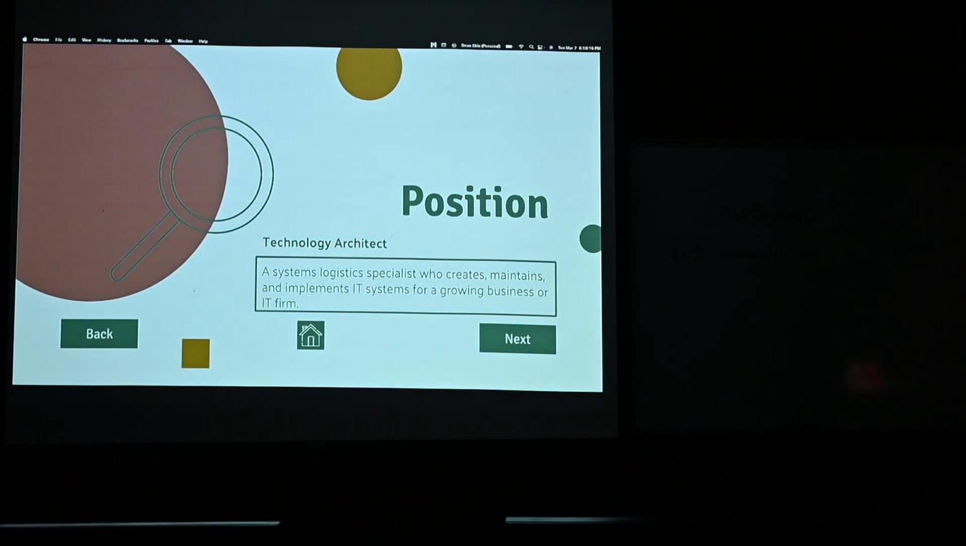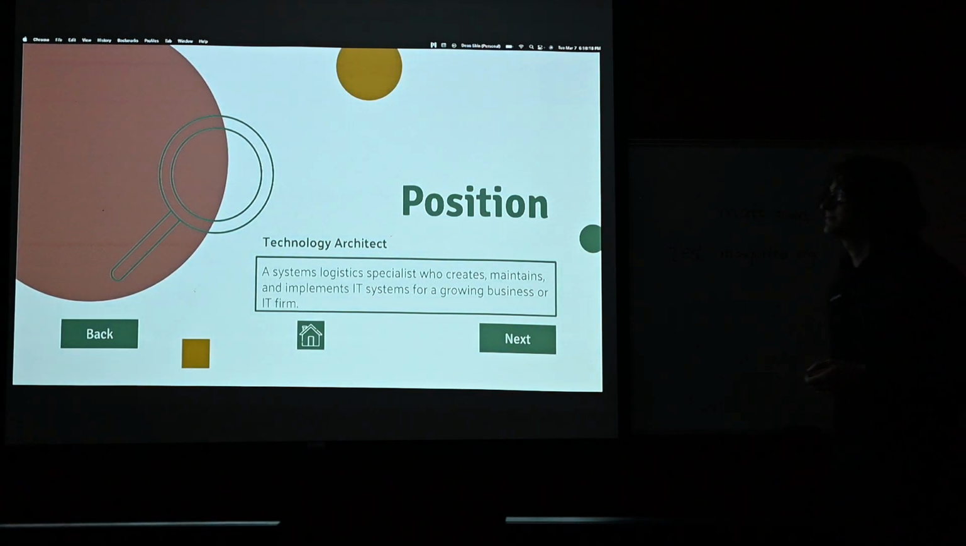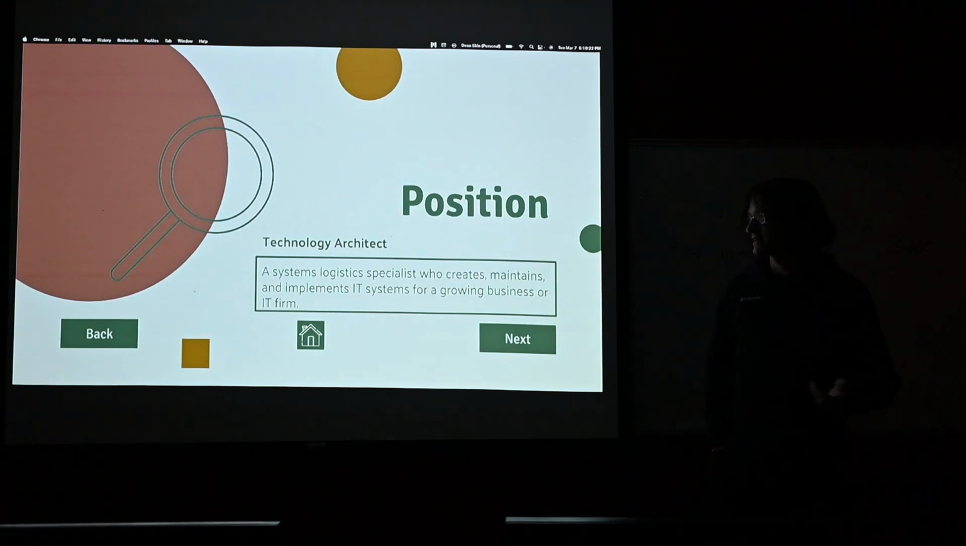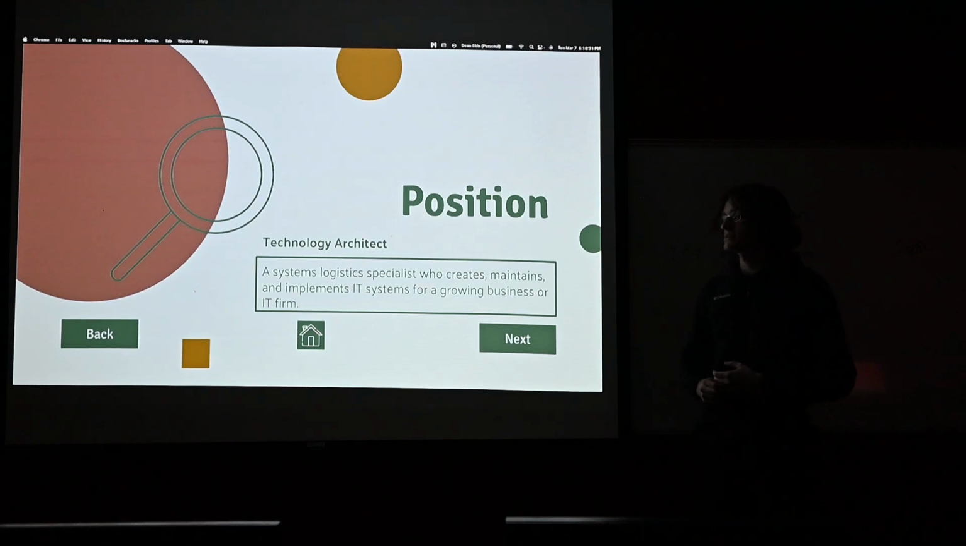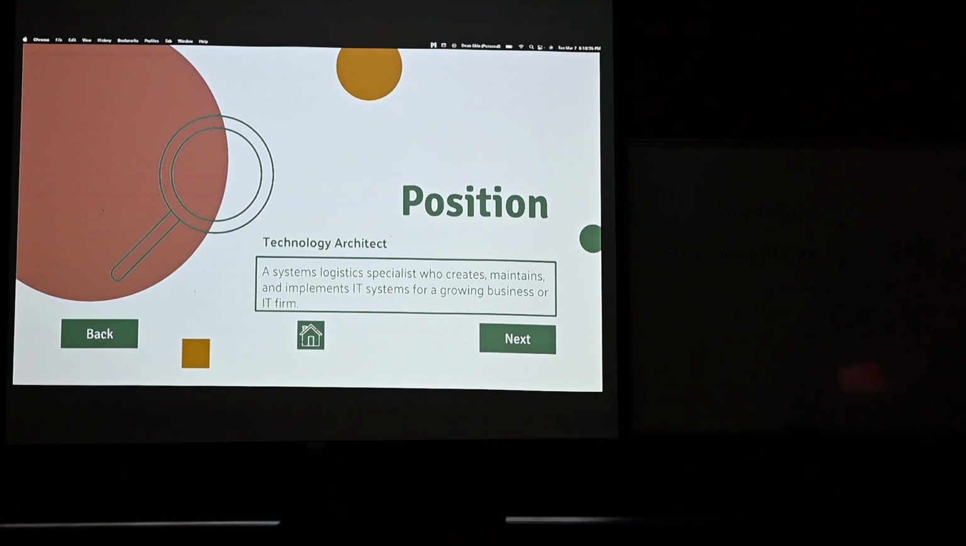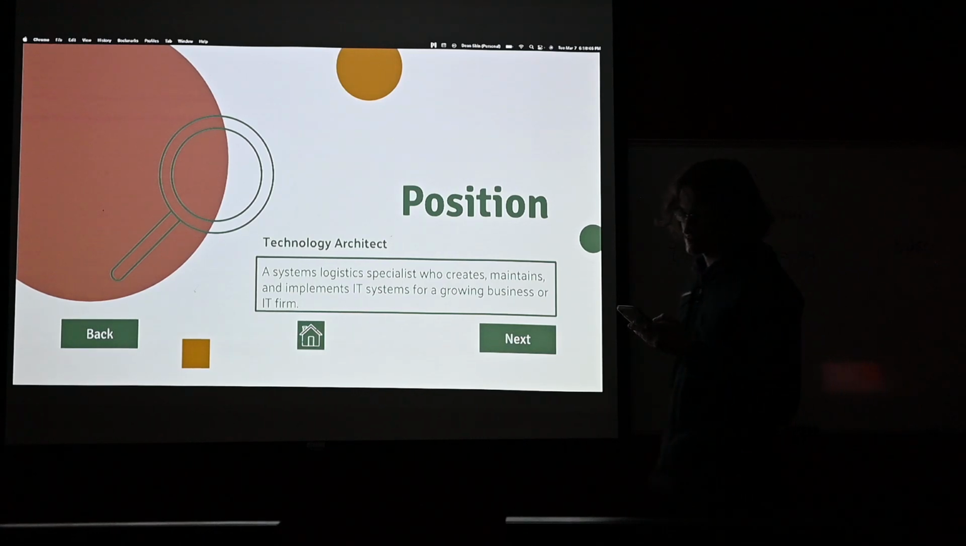So the position I am really an assistant to is a technology architect. The technology architect is a systems logistics specialist who creates, maintains, and implements IT systems for a growing business or IT firm. So essentially that involves a lot of planning ahead for the future, designing systems and diagrams that are connecting the large technology pools that industries today are comprised of.